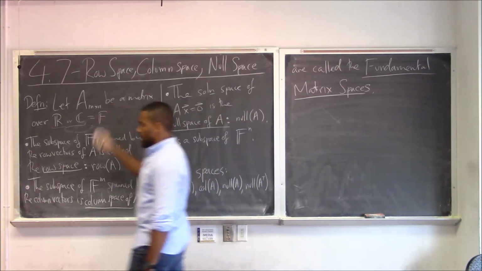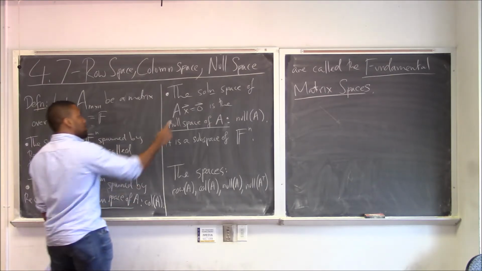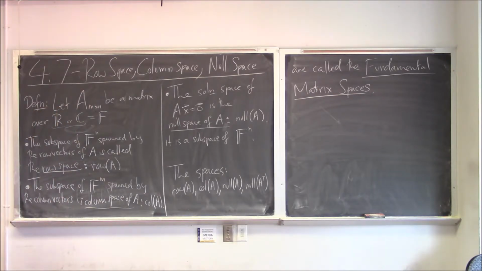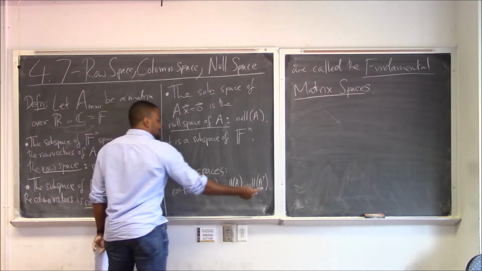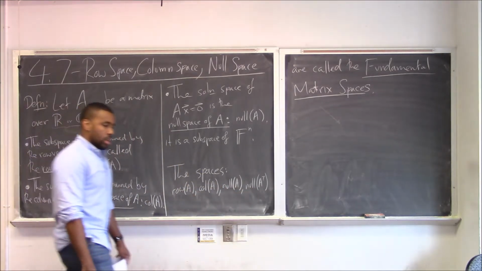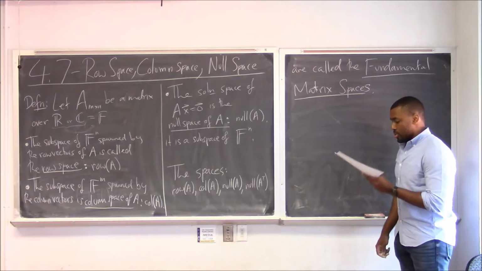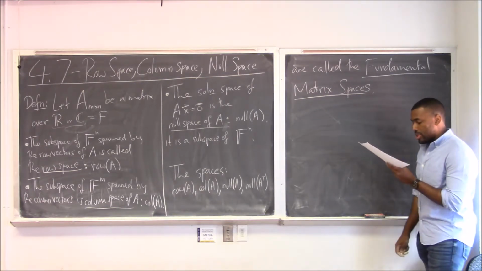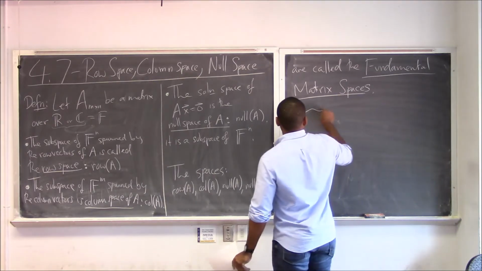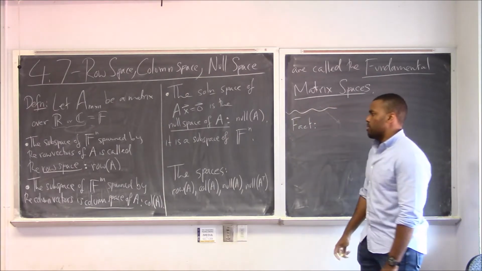So given any matrix, the space spanned by its row vectors is a subspace of Fn. It's called the row space of A. The space spanned by the column vectors is the column space of A. The solution space to the homogeneous equation where A is the coefficient matrix is the null space of A. Those spaces together with the null space of A transpose form the fundamental matrix spaces. They're fundamental because they help us expand the equivalence theorem, which we're going to talk about in 4.8. But for now, you can know that that's what they're called. Here are some facts which are going to help us find them.